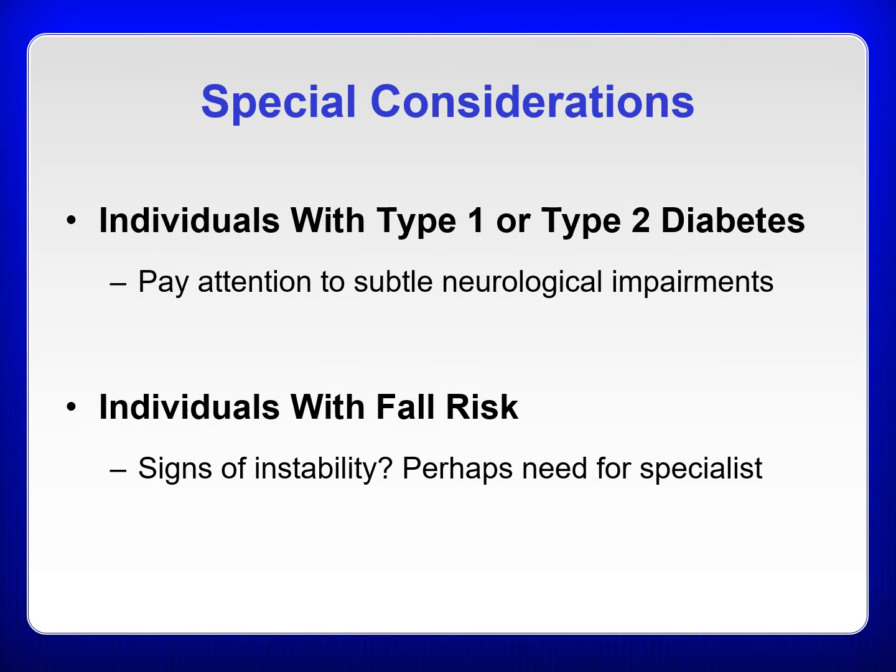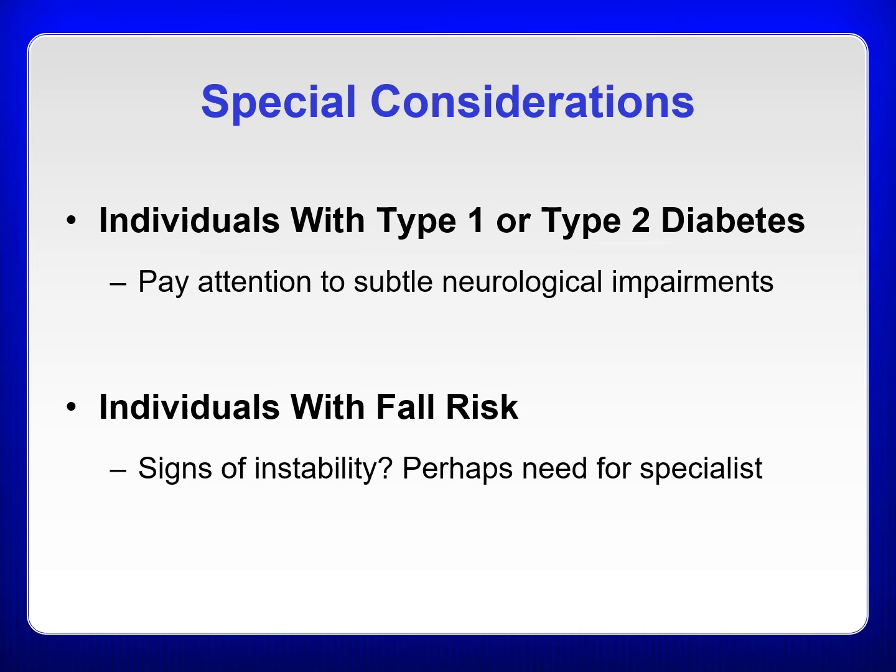You want to make sure that you pay attention to neurological impairments. A person, for example, that has diabetes might have numbness, tingling, pins and needles associated with diabetes. That would mean that perhaps a walk test might not be appropriate.